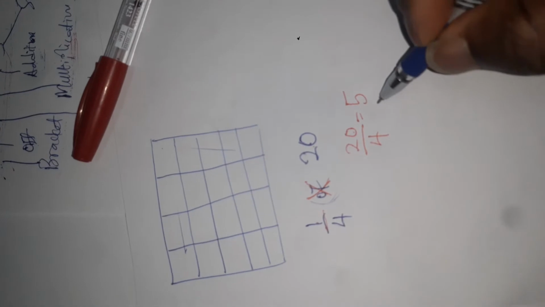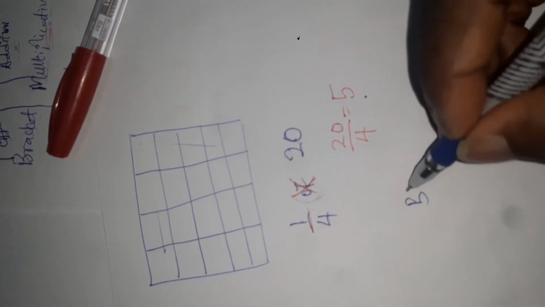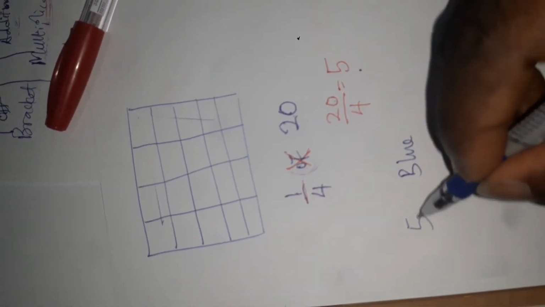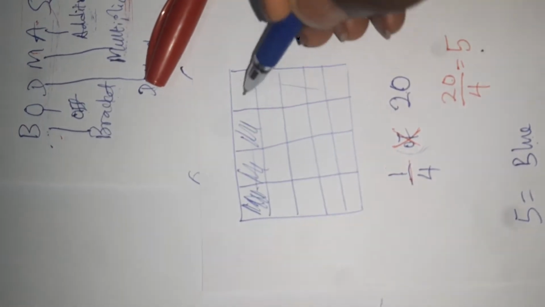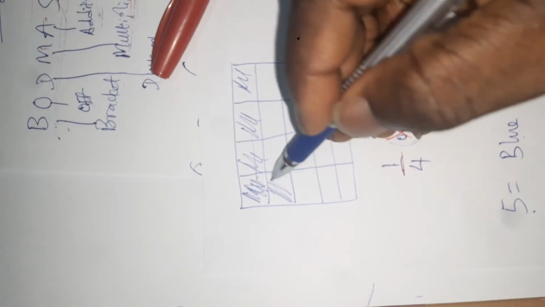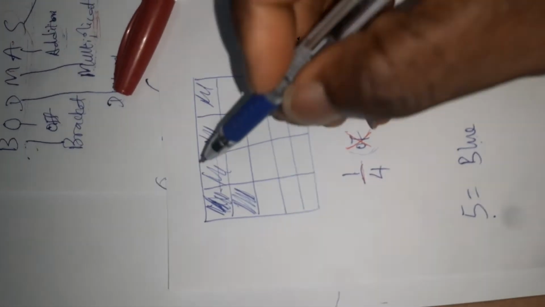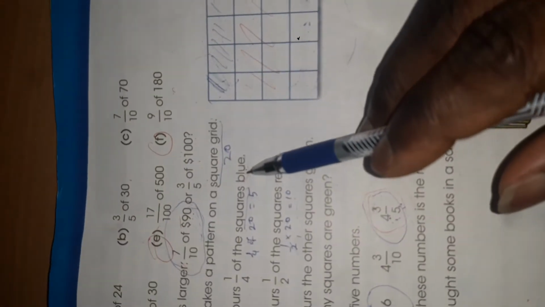That is 5. You are going to color 5 blue. So you're going to write 5, and the color is what? Blue. That is, she colored 5 blue. Blue is equal to 5. So you're going to make blue color in 5 places. You color 5: 1, 2, 3, 4, 5. Can you see? That is 1 out of 4 of 20 will give you 5. So you're going to color it blue according to this question.